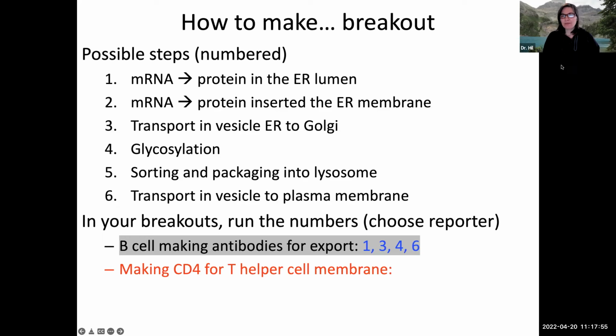All right, so as you're coming back, welcome back everyone. As you're coming back, go ahead and put your answer into the chat if you have not done so already. As you're trying to make membrane proteins, what are the steps you need to follow?